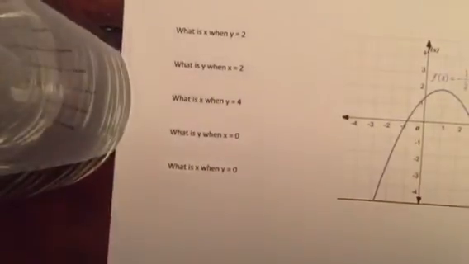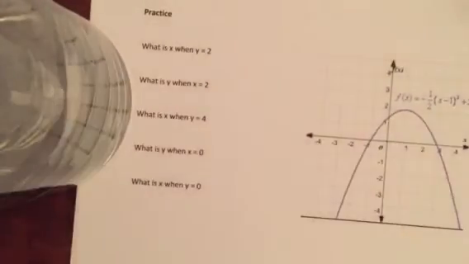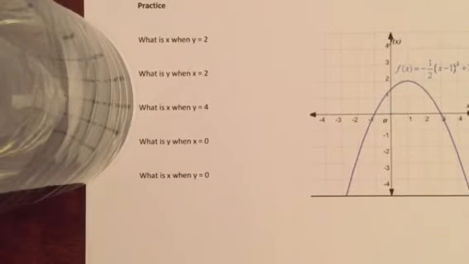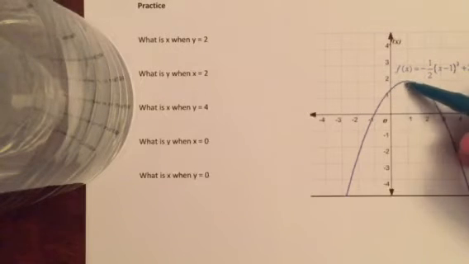Okay, let's try another one. Again, we're just kind of using the graph to solve. We're just using it to figure out, I mean, really, you're looking at that number on the x or the y and just solving for the other. So what is x when y is 2? So I go where y is 2.